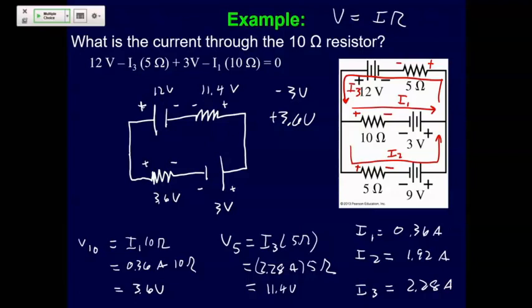I come over to here, and I go down 12 volts, so negative 12 volts. Then I come to this point and I go up 11.4 volts. If you add up all of these, it adds up to 0 volts. It won't always be so nice. Sometimes there'll be little rounding errors, but this actually worked out well. But that's the idea.